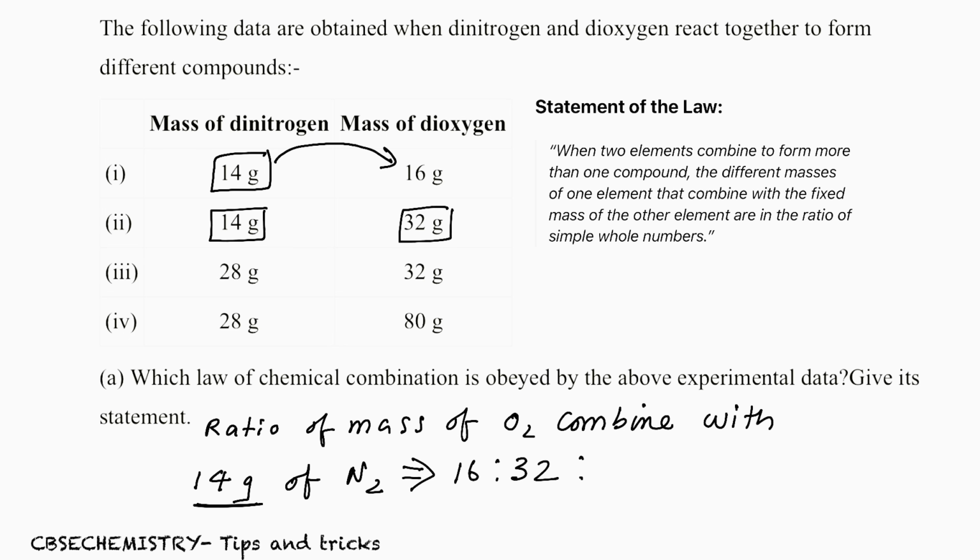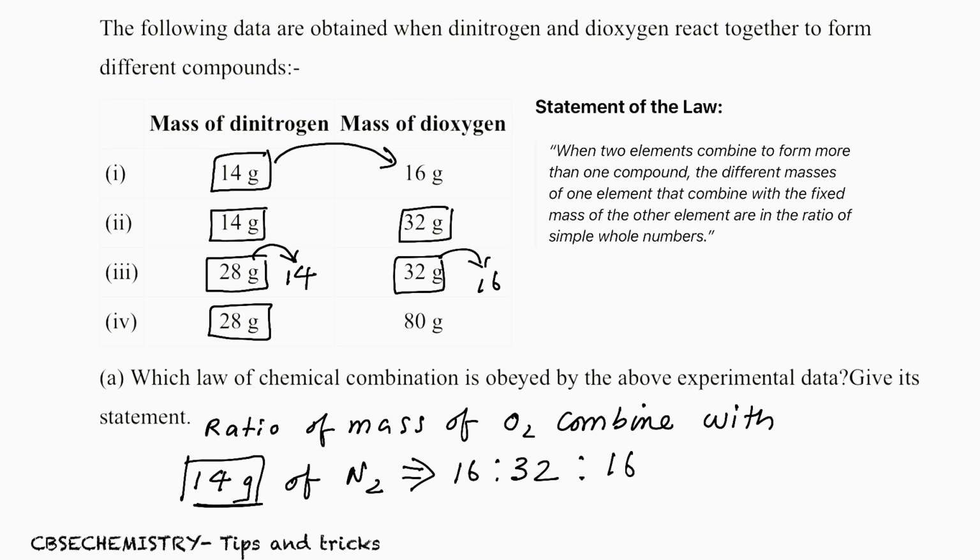Now for the third compound, see it is 28 gram, but what is our fixed value, 14. So make it half, right? 14 is the half of 28. So what is the half of 32? It becomes 16. Clear? Now again 28 gram for the fourth compound. So you make it half, that is 14. So 80 also you have to make it half. What is that? 40. Correct?